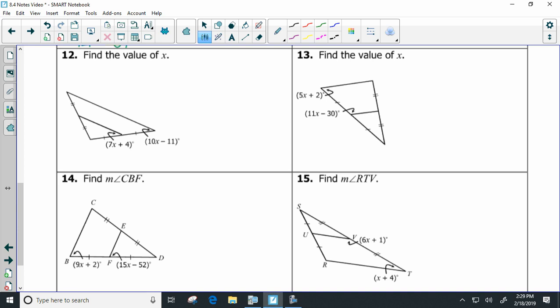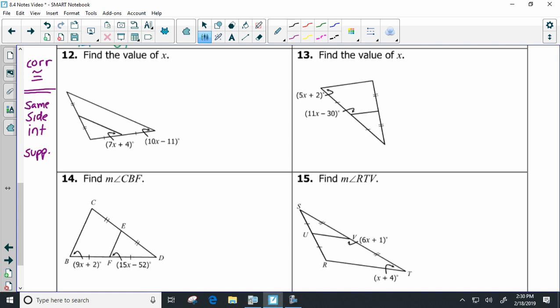Last four questions. All right, so when I have two parallel lines cut by a transversal, I might have corresponding angles, which are congruent, or I might have same side interior angles, and those are supplementary. All right, same side are supplementary. So they might have to add up to 180.